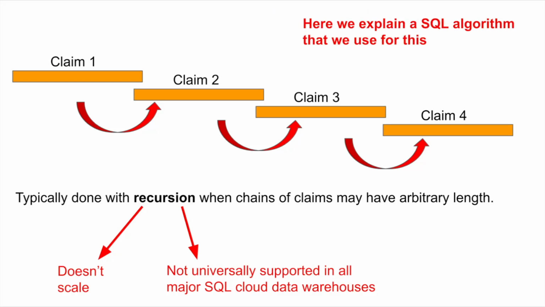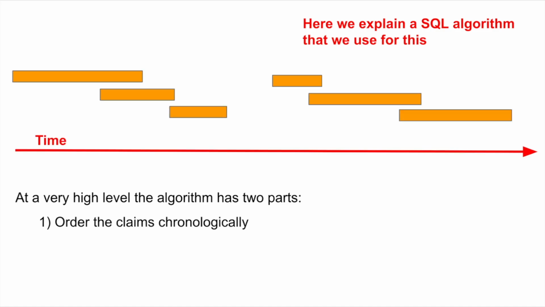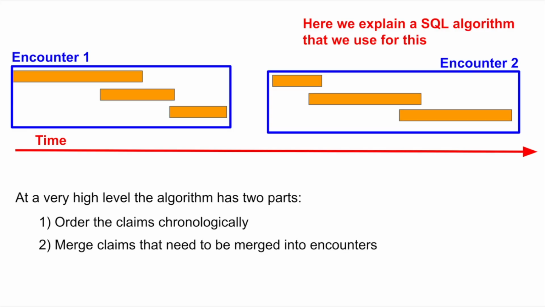So here we're going to explain a SQL algorithm that can do this kind of merging of chains of claims without using recursion, and that is very efficient. At a very high level, the algorithm has two parts. First of all, we have to order the claims chronologically in time. And second, we're going to merge claims that need to be merged into encounters.